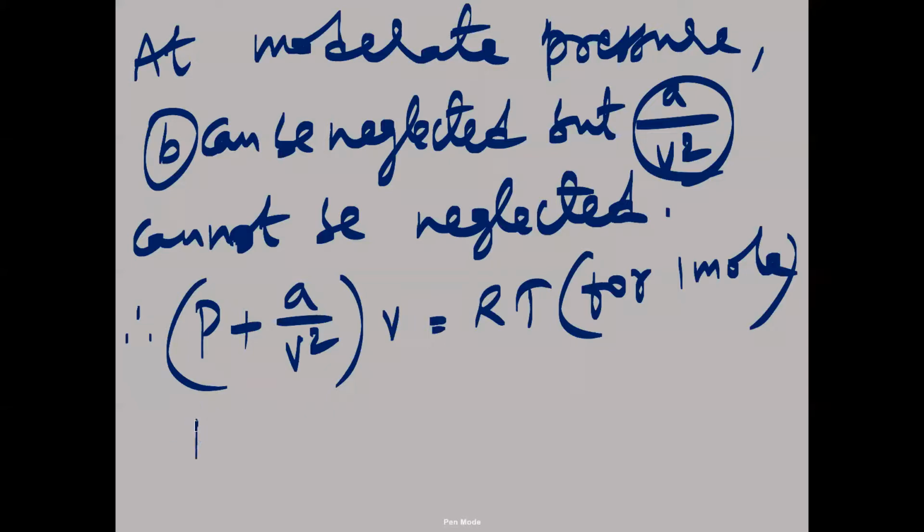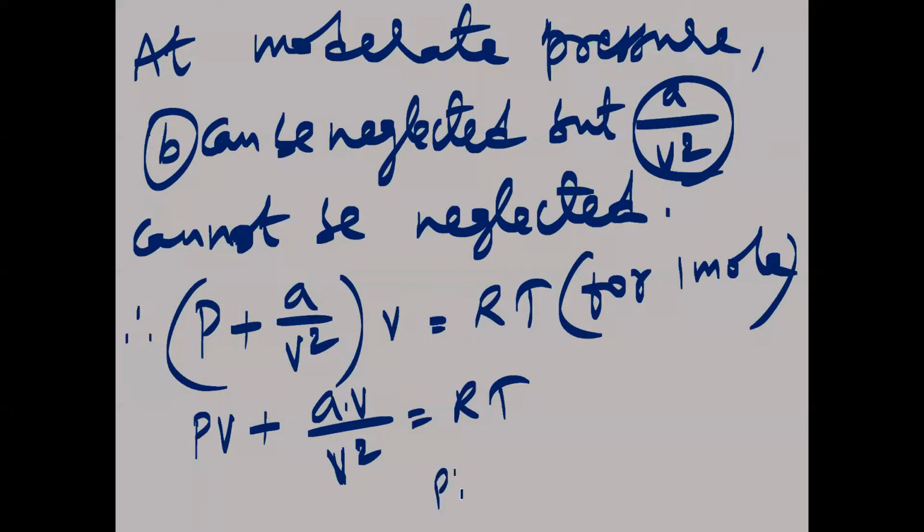Now take P into V, PV, plus A into V, that is AV by V square, is equal to RT. Here V by V square is 1 by V. Therefore, PV plus A by V is equal to RT. So PV plus A by V is equal to RT. Okay, take the screenshot.